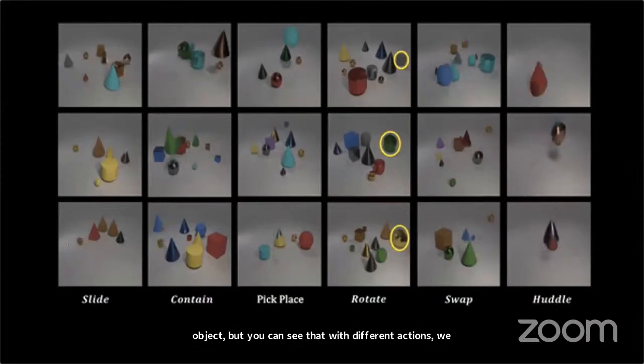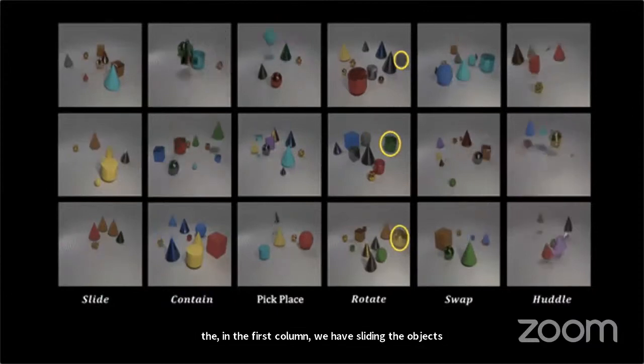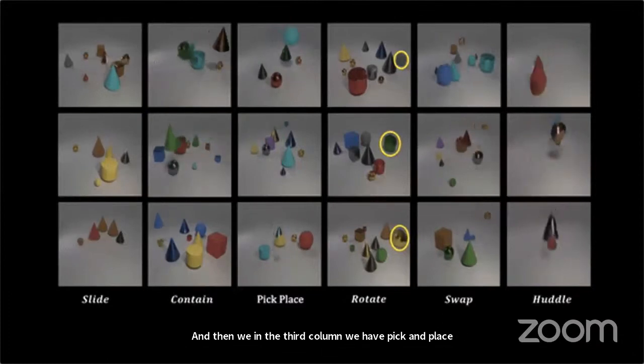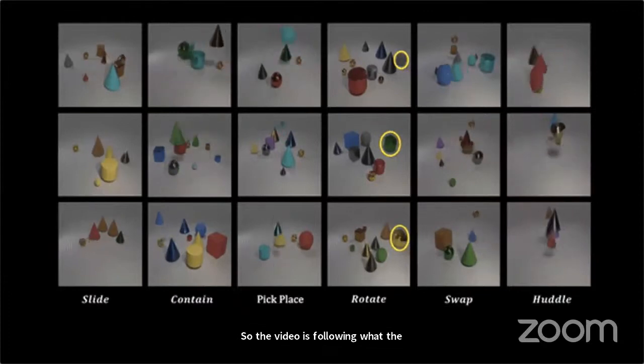For example, in the first column, we have sliding the objects to different locations. And then in the third column, we have pick and place objects to different places. So the video is following what the action graph tells it to do.